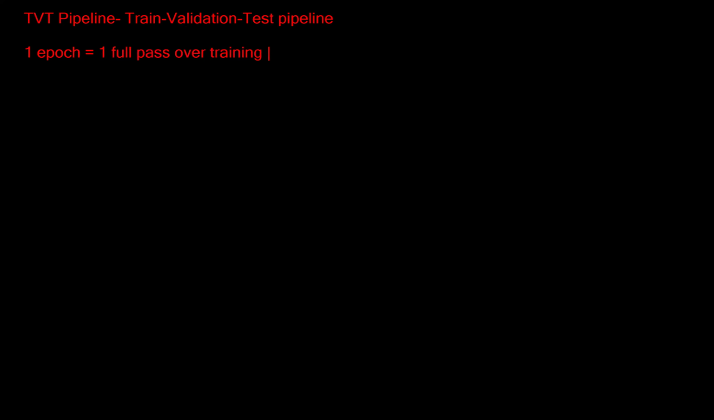Okay, so what is the TVT pipeline? The TVT pipeline in ML stands for train, validation, test pipeline. What does it mean? First of all, we have seen that one epoch stands for one full pass over the training data set. So when we are passing over the training data set once, then it is one epoch.